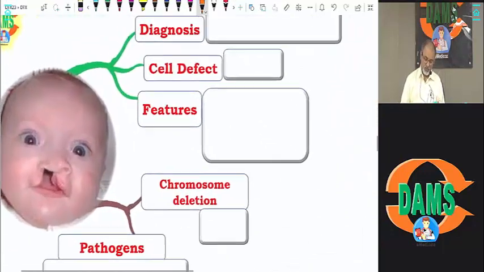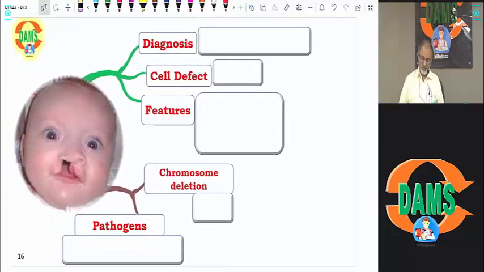Next is, what is the diagnosis? The child is having cleft palate, and see the eyes, see the facial features, abnormal faces, the distance between the eyes will be high, and cleft palate. What is the name of the disease? Syndrome. DiGeorge syndrome. We call it DiGeorge syndrome.